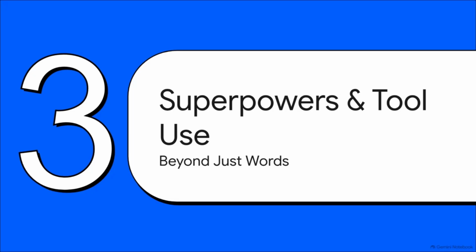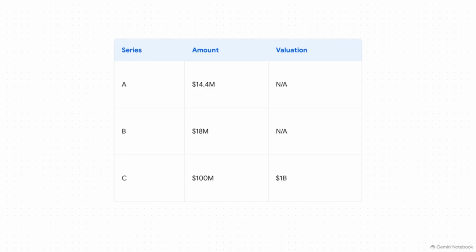All right, Section 3, Superpowers and tool use, beyond just words. Now, what's really interesting is what happens when these polished models are released into the wild. They evolve far beyond just predicting words. They start actively interacting with external tools to solve complex, real-world problems. For example, a model was once asked to build a table of the company Scale AI's funding rounds. First, it actively browsed Bing Search to find the data.